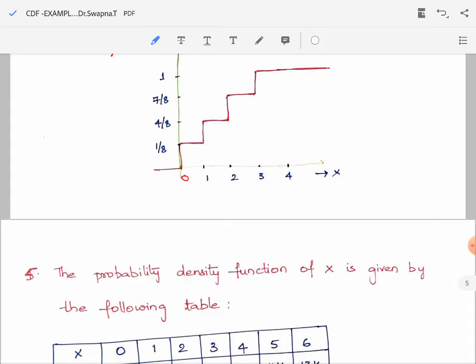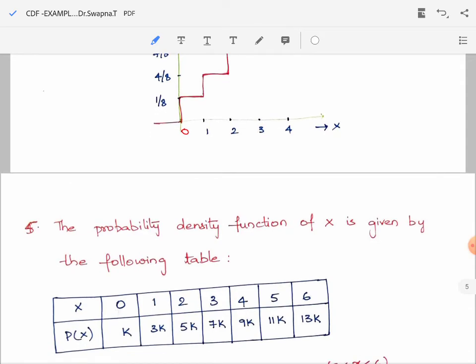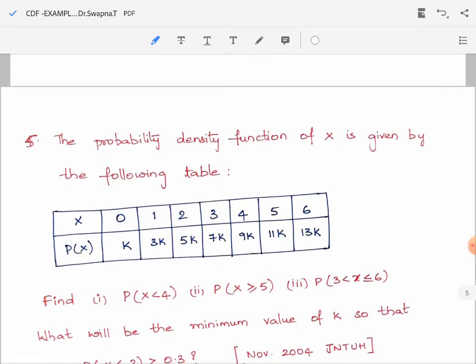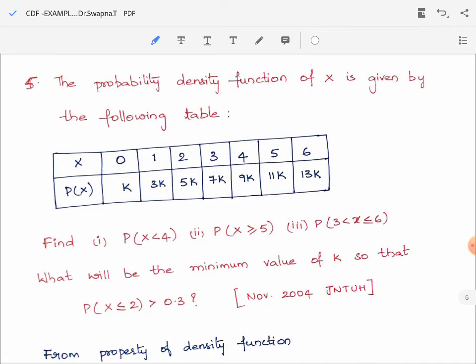Next, the probability density function of random variable x is given by the following table. So x takes the value 0, 1, 2, 3, 4, 5, 6 and the probability of the random variable x is k, 3k, 5k, 7k, 9k, 11k, 13k. Find P of x less than 4, P of x greater than or equal to 5 and P of 3 less than x less than or equal to 6. And also, what will be the minimum value of k so that P of x less than or equal to 2 will be greater than 0.3.